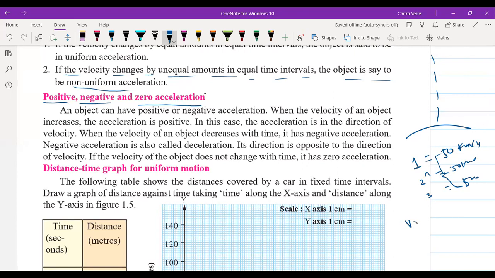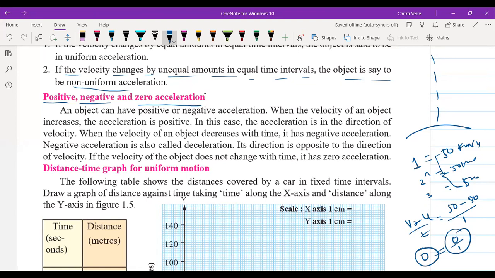That means (V minus U) divided by T. V is 50, U is 50, divided by 1. So 50 minus 50 is 0, divided by 1, so it is 0 only. So it is called zero acceleration. That means if the velocity of the object remains constant, then it is called zero acceleration.